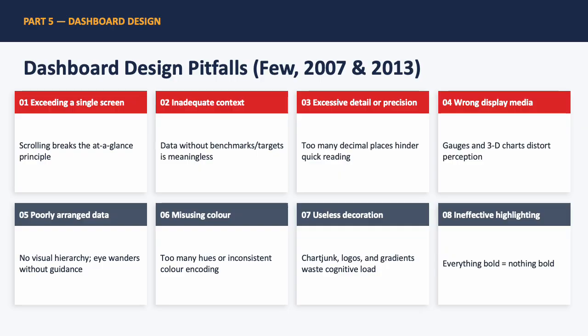The seventh is cluttering the screen with useless decoration. Logos, gradients, borders, and shadows. These add visual complexity without adding information. And the eighth is ineffective highlighting. When everything on the dashboard is bold, colored, or emphasized, nothing is. Highlighting only works when it is used sparingly.